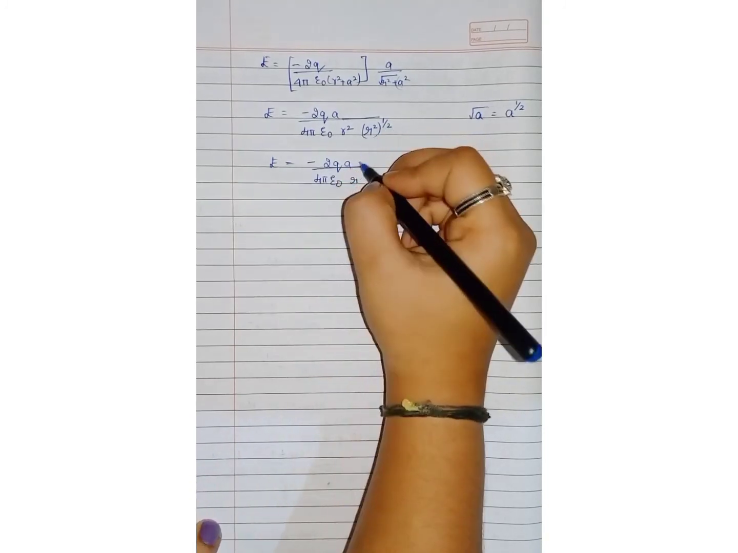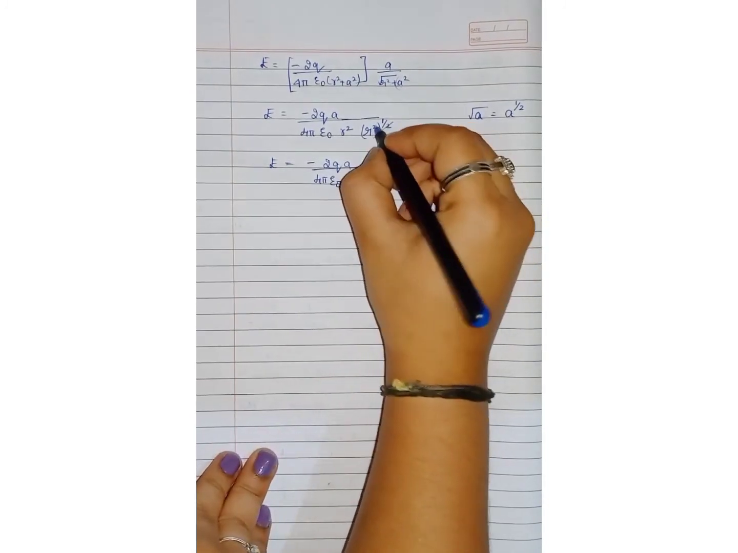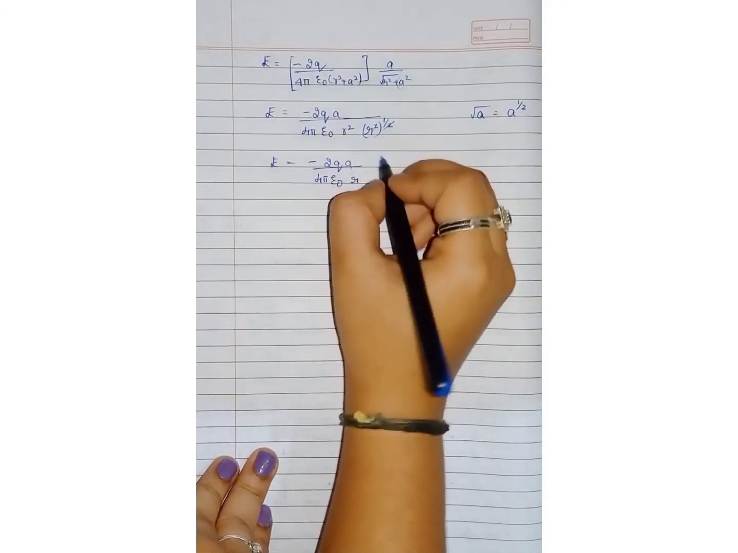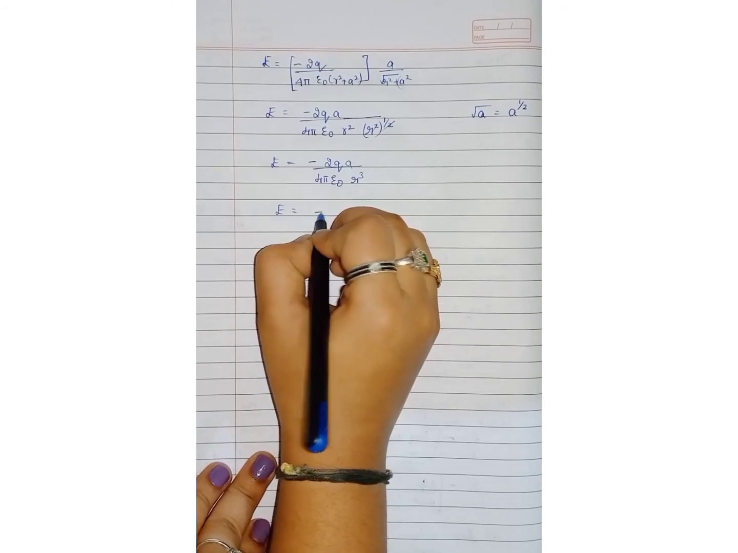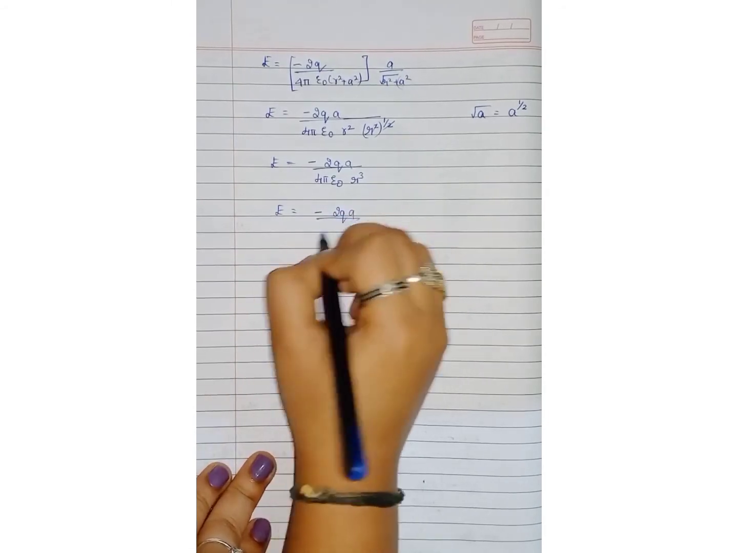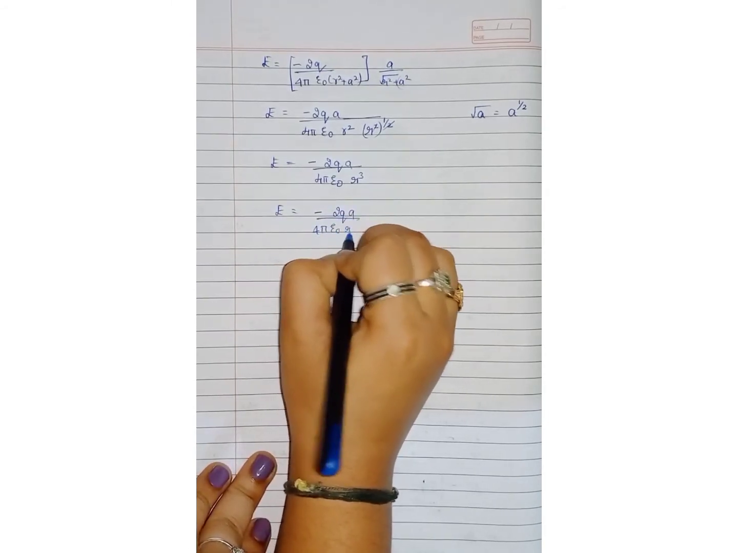The r square gets cancelled, and r square into r is r cube. So E is equal to minus 2qa by 4 pi epsilon naught r cube.